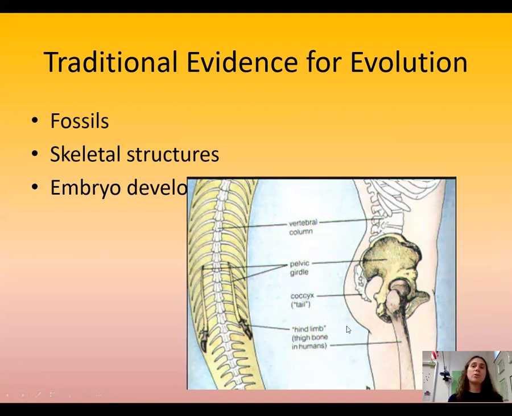Now, these bones are not as similar as the cat. So we would say, yes, snakes, humans, and cats are all related, but humans and cats are more closely related than humans and snakes, or snakes and cats.